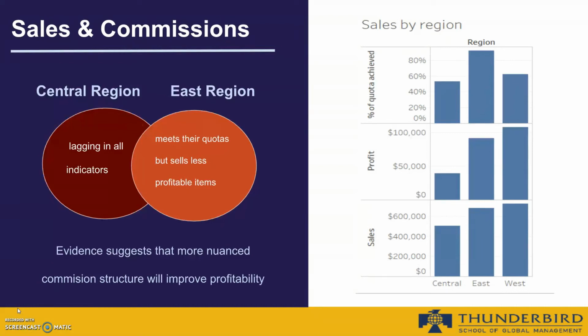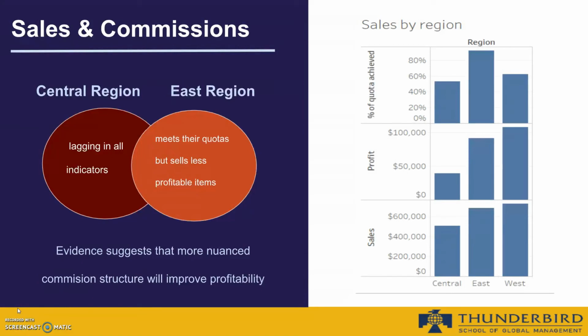Currently, Superstore gives its sales associates a generous compensation package with a base salary of $50,000 and a blanket commission rate of 18.4%. Despite this, it is clear to see that sales in certain regions are lagging behind. The Central region is lagging in all indicators, while the Eastern region has the highest percentage of commission quotas met. They are selling less profitable products than sales reps in the Western region.